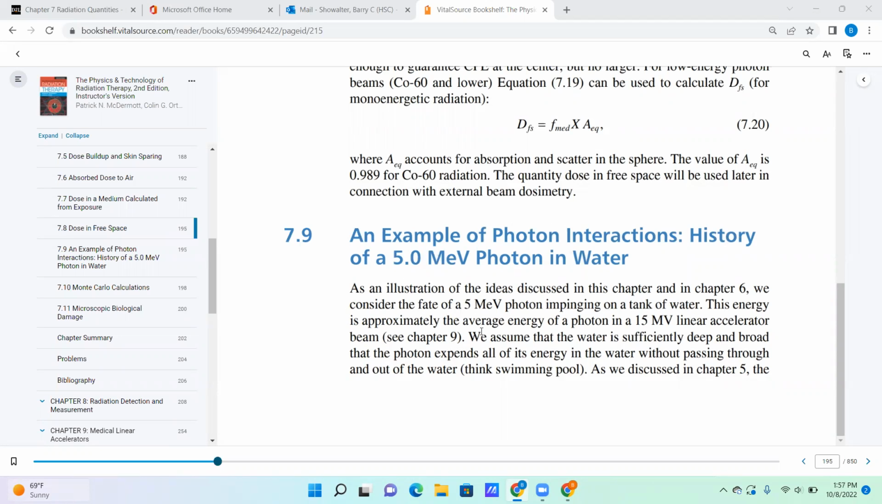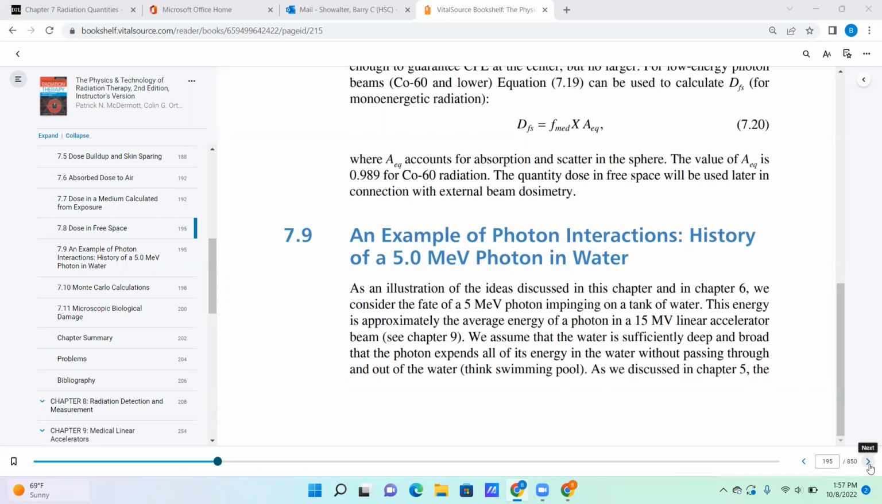The energy is approximately the average energy of a photon of a 15 MeV linear accelerator beam. Now, we'll get to that a little bit later. Why do we say MV here and then 5 MeV over here? So we'll get to that. So we assume that the water is sufficiently deep and broad that the photon expends all of its energy in the water without passing through and out of the water tank.